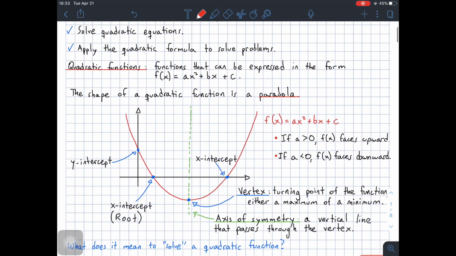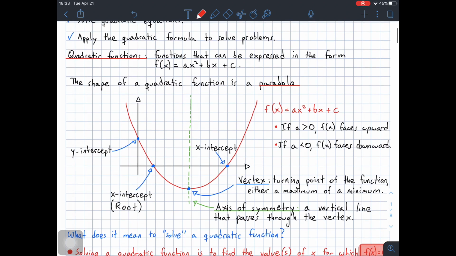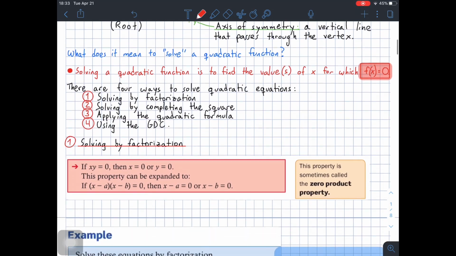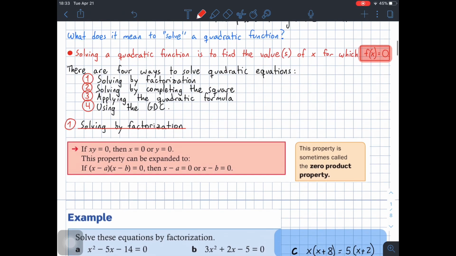Okay, so this is just a brief review of what we already saw. The different characteristics of a parabola: the intercept, the vertex, the axis of symmetry, the sign of A, which determines if the parabola opens upward or downward, and so on. So I'm just going to go through this quickly. Here's the important part for today.